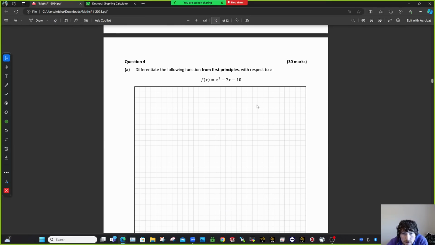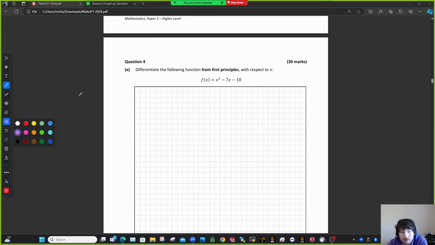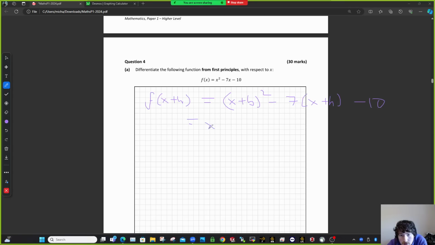What do we got there? First principles, very, very easy stuff here. The only place you'll be losing marks here is if you're not writing the limit as h tends to 0. So first of all, you work out your x plus h, which is x plus h squared minus 7 bracket x plus h minus 10. This equals x squared plus 2xh plus h squared minus 7x minus 7h minus 10.